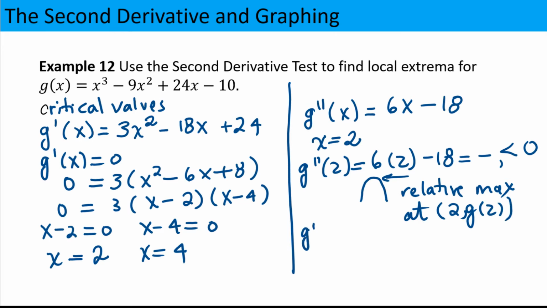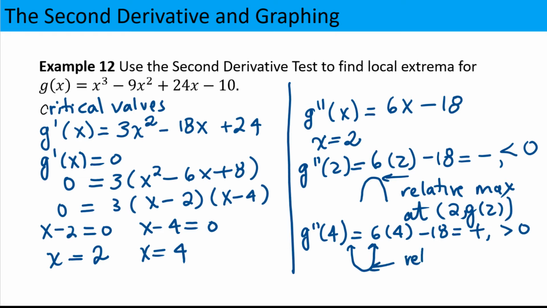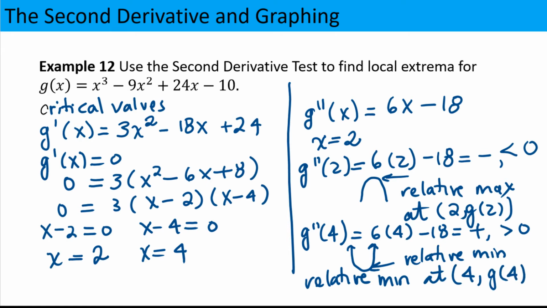Let's do this for 4. Got 6 times 4 minus 18. 24 minus 18 is a positive number. That's greater than 0. If the second derivative is positive, the graph opens upward, and the most extreme point is a relative minimum. Therefore, we have a relative minimum at the ordered pair 4, g of 4.